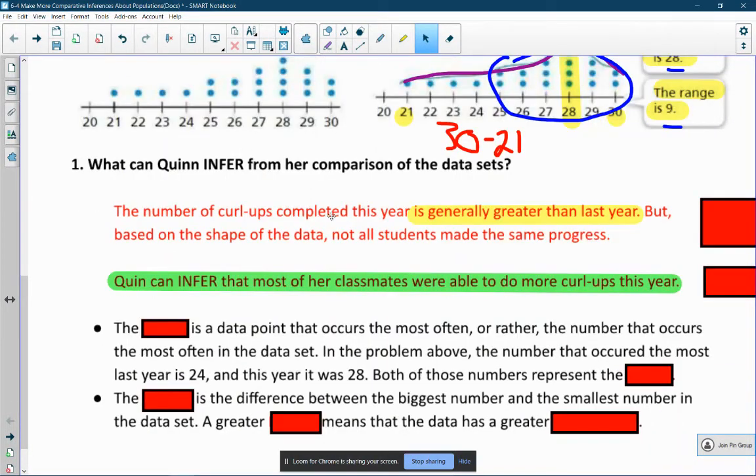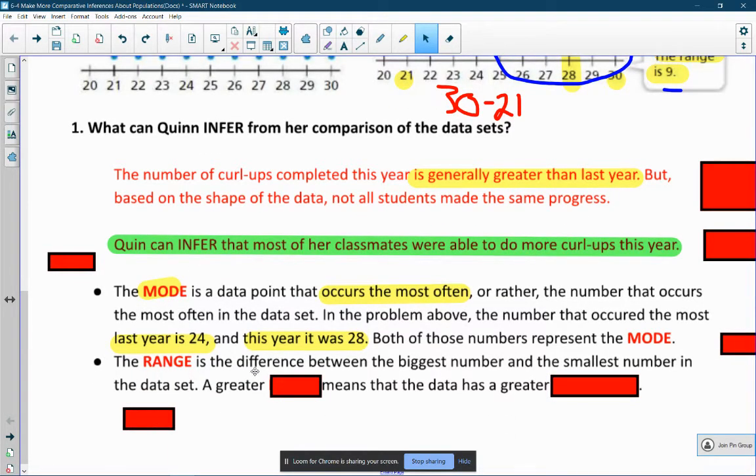So, vocab. The mode is a data point that occurs most often. So mode, let me use yellow there. Mode is most often. Okay, you should know that, I feel like. Okay, so in the problem above, the number that occurred the most last year is 24, and this year was 28. So those are the modes. Both of these numbers obviously represent the mode, like we talked about.